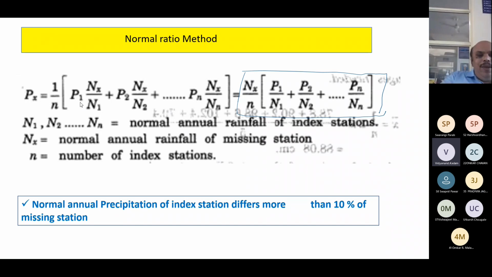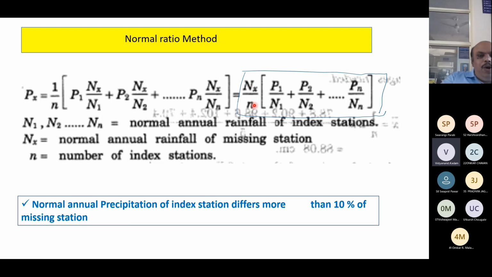Now let us simplify the formula. Here in this formula, Nx is common. Okay, each rainfall value is multiplied with Nx upon N1. So Nx is common, N1 and N2 they are changing. So as Nx is common, we can take it out as a common. So we can rewrite this formula as Nx upon N. Nx is taken as common.